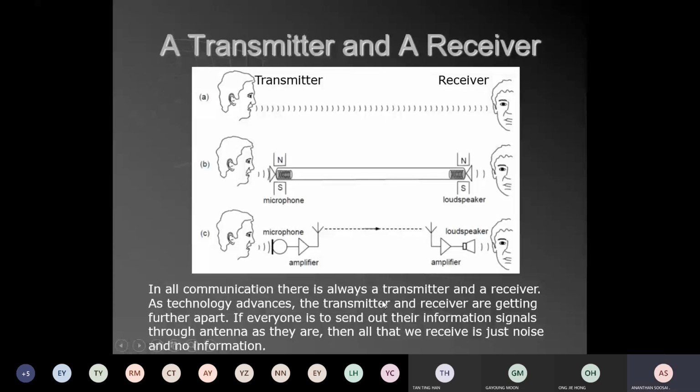So in all communication, there will be a transmitter and a receiver, no doubt about that. As technology advances, the transmitter and receiver get further apart. The information signal goes through an antenna, and the receiver receives it.